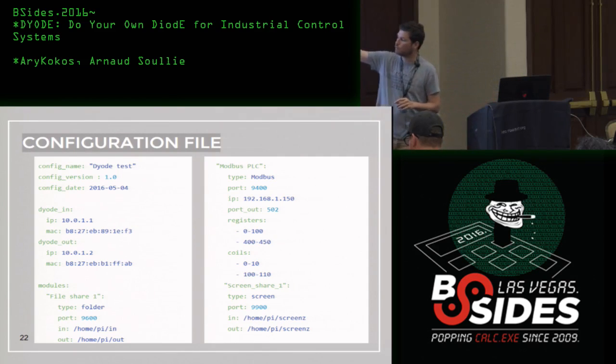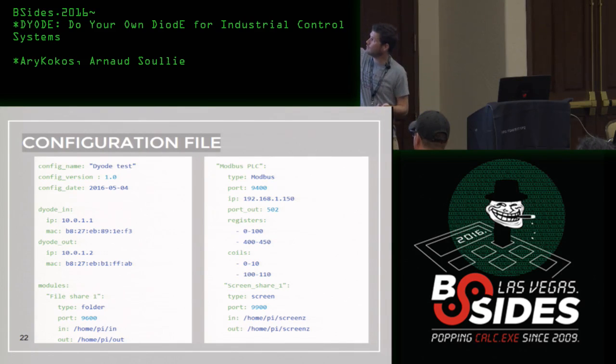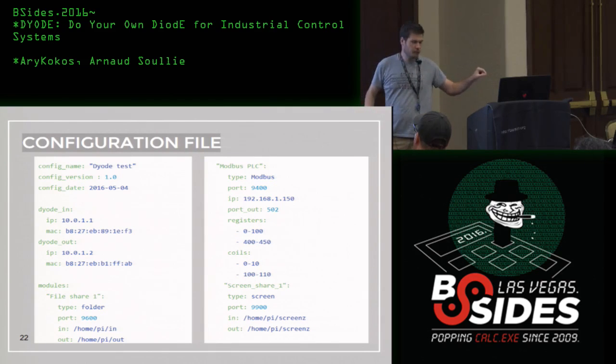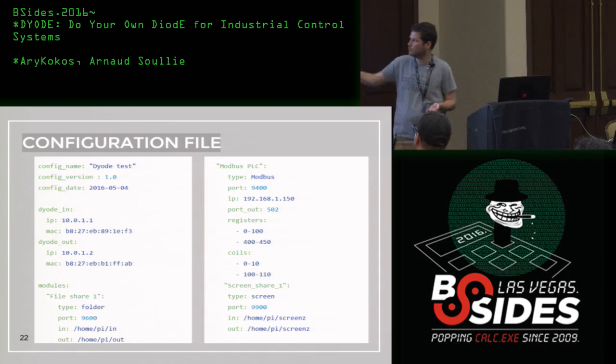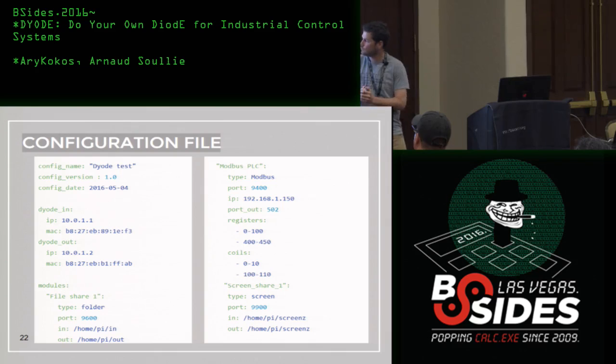And then you just define all the modules that you want to use. So at the moment, we have three types of module: file transfer, it's called folder. So you just have to choose a port number, which must be unique, and the file path for the input and the output. If you want to add a Modbus PLC, you just type Modbus. Then you define the IP address of the PLC. Then you define on which port on the second Raspberry Pi the server will be instantiated, and then you define the values that you want to copy, because we cannot copy all the values, it would take too much time, so you will just define what kind of values you want to copy.